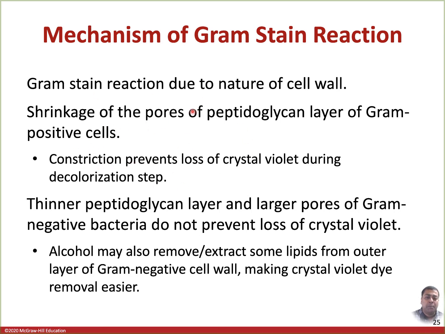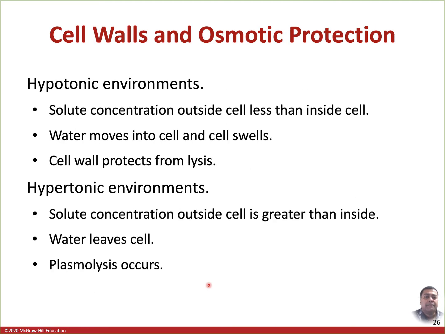and don't allow these dyes to escape. On the other hand, in the gram-negative bacteria, you have a thinner peptidoglycan layer, and large pores of the gram-negative bacteria do not prevent the loss of crystal violet when washed with the alcohol. And alcohol may also remove and extract some of the lipid from the outer layer of the gram-negative cell wall, making the crystal violet dye removal much easier as well. And then you can counterstain it with the safranin.